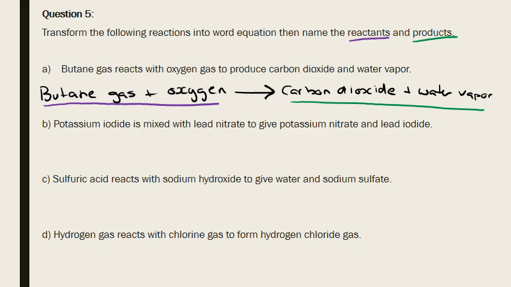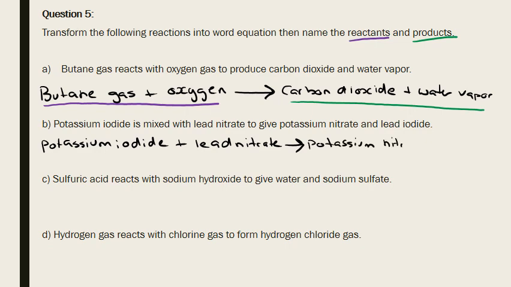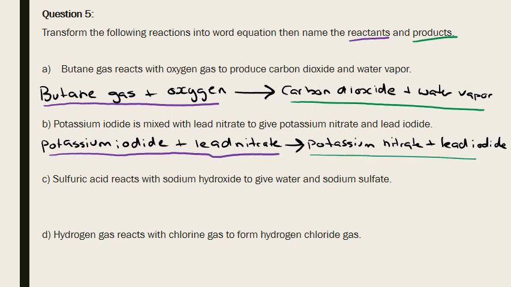Second one says potassium iodide is mixed with lead nitrate to give potassium nitrate and lead iodide. So we've got potassium iodide is mixed with, so it's plus lead nitrate, to give us, we put an arrow, potassium nitrate plus lead iodide. Okay, so the reactants are in purple, so that's always before the arrow, and products are after the arrow.